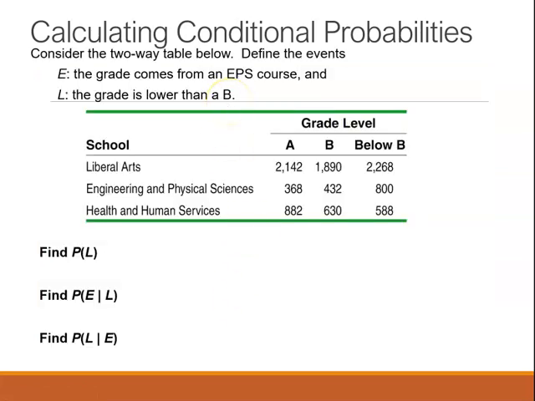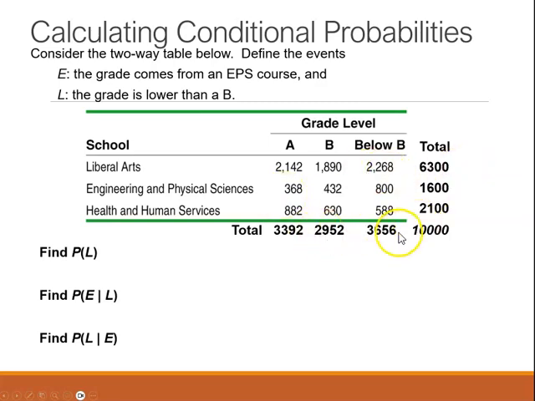All right, so here's an example where we need to use the formula. So we've got a two-way table here where E is the grade from your engineering and physical science course, and L is the grade lower than a B. So if I want the probability of L, we add up this column, right? And then divide by the total number of students. Is everybody okay with that?